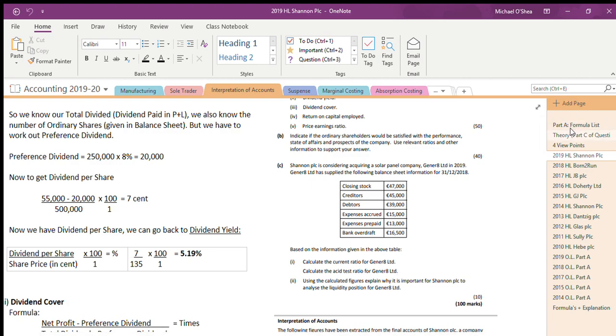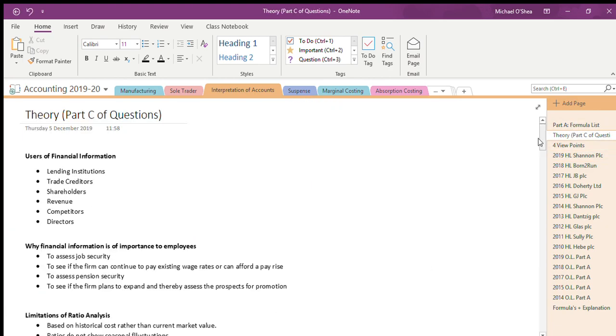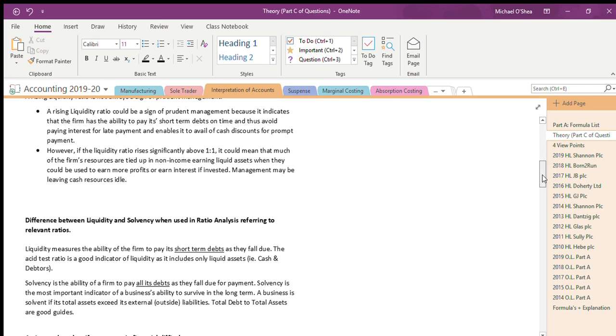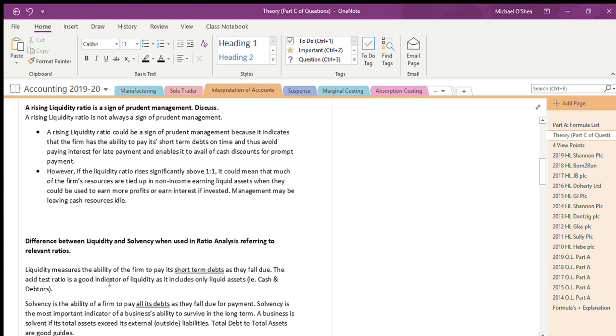I have a couple of bits here on liquidity. Liquidity is obviously the ability to pay your short-term debts. You'll state it's important because of the ability to pay short-term debts if they fall due. It's a good indicator of liquidity and includes liquid assets only. There are different parts of liquidity that I have information on that you could use to answer this kind of question.